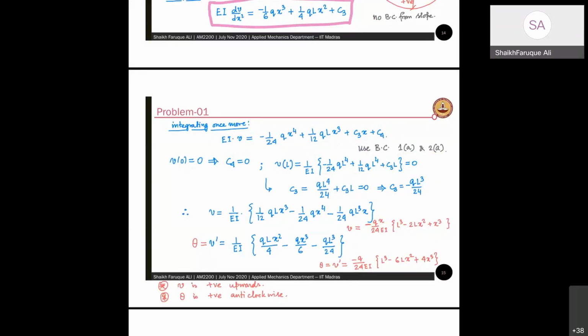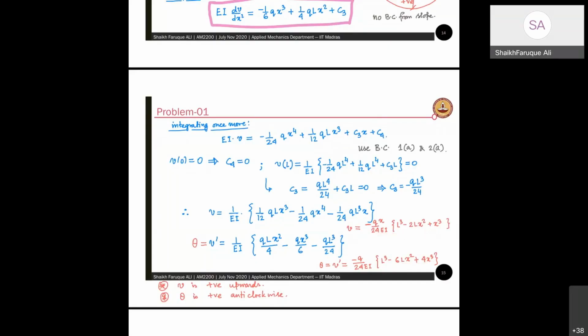Once you put that back into the expressions, you get the V value, what is 1 by EI, and this big relationship. You see, this is a cubic order relationship. Sorry, 4th order relationship. So a simply supported beam under UDL deflects to the 4th order of its axial or spatial coordinate X. So this is how V is given, and this is how theta is given, for a given Q.